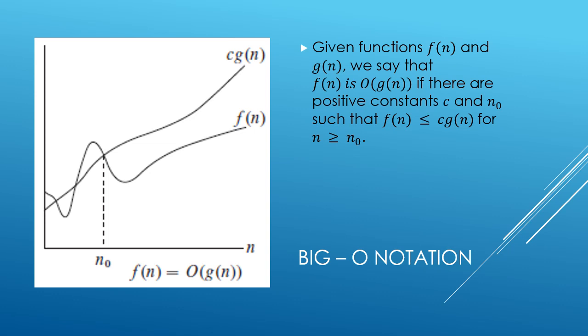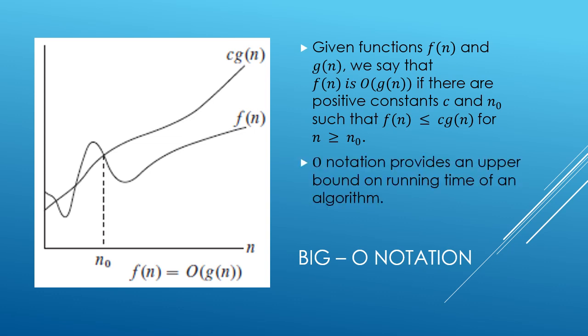You can see in this picture that after n naught, f(n) is always smaller than c g(n). In other words, I can say that g(n) is always higher in value than f(n), or g(n) runs on top of f(n). O notation provides an upper bound on running time of an algorithm. Actually, O notation provides me a function which is higher in growth rate than my function f(n).